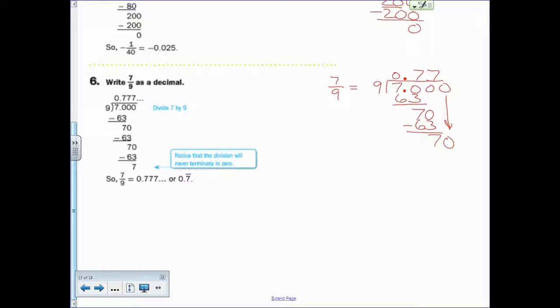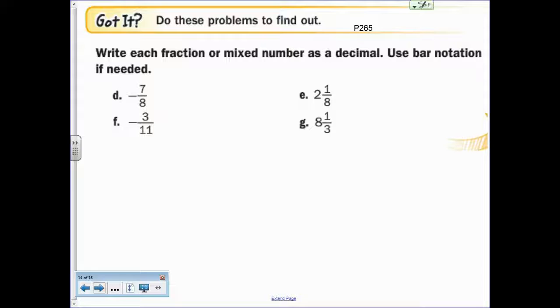How many times does 9 go into 70? 7 times again. And I get 63. And then I get 7 left over. And I add a 0, and I bring it down. And it goes in 7 times. And what's happening here? Oh, yeah, the 7 is repeating. So 7/9 is actually equal to 0.7 with the bar notation. Why don't you try doing these problems on your own?